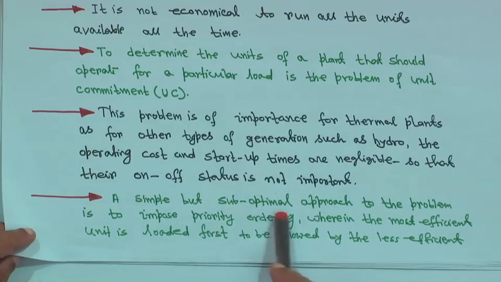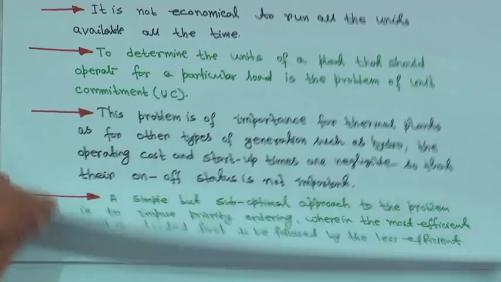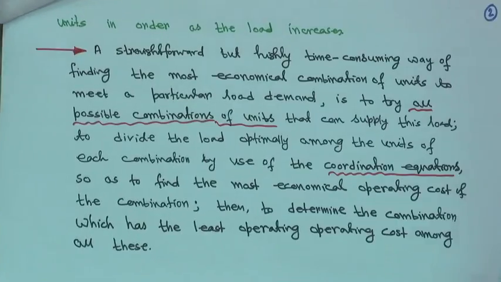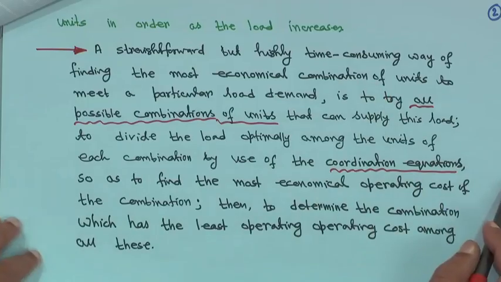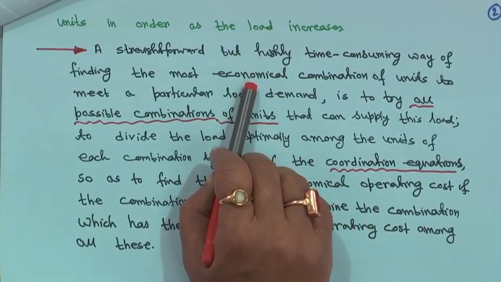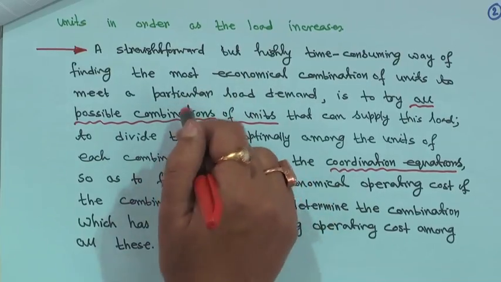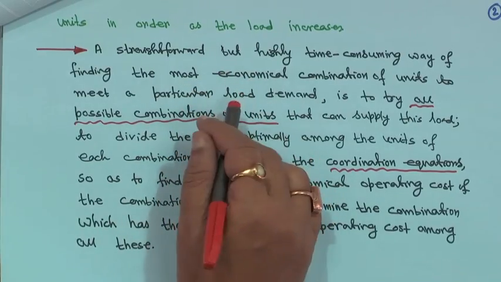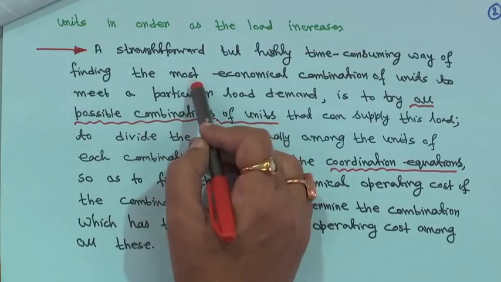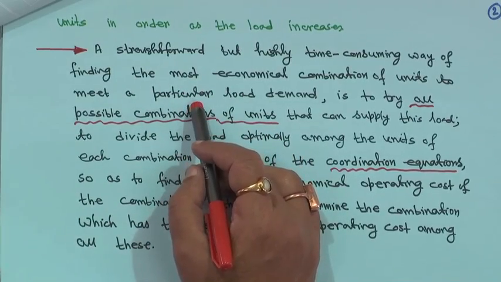A simple but suboptimal approach to the problem is to impose priority ordering, wherein the most efficient unit is loaded first, to be followed by the next efficient unit, in order as load increases, right. In that case, what will happen? Suppose you have so many units, suppose 5-6 units, and to supply a particular load you go for all sorts of combinations, it will be a huge computation, right.